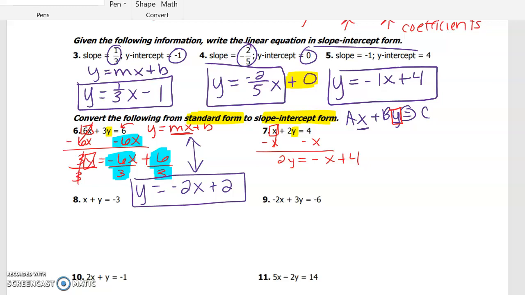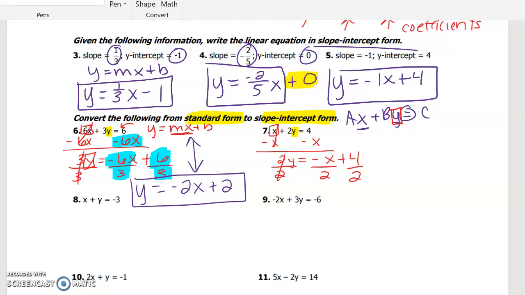So 2y, the 2 is attached to the y with multiplication. In order to undo multiplication, we want to divide. So we're going to divide both sides of my equation by 2. Now don't forget, when I do that, I want to divide both parts of the right side, so the negative x and the 4 by 2.